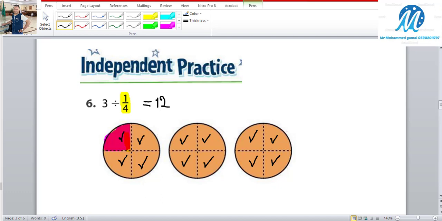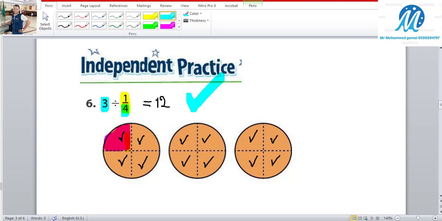Okay, so each and every time I'm going to draw this to get my answer? No. There is a simple way. If you are dividing by this fraction, or we can name it a unit fraction, just multiply the whole number by the denominator. So 3 times 4 is 12. So this is a quick way to get your answer.